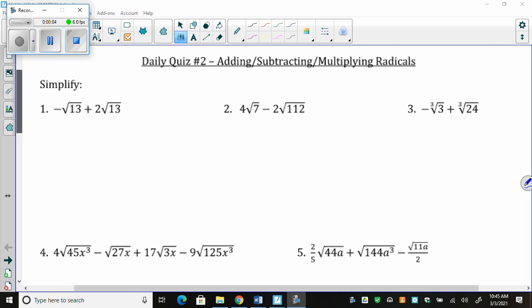So we have to simplify. When we add and subtract radicals, they have to have the same what? Radicand. Yes, you are right. You didn't guess it, you knew.